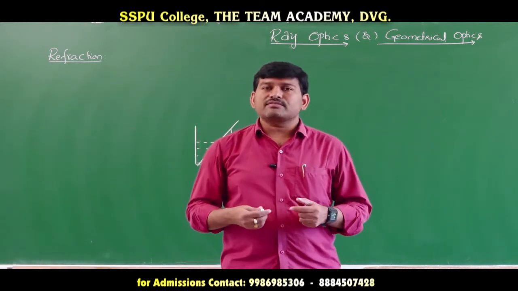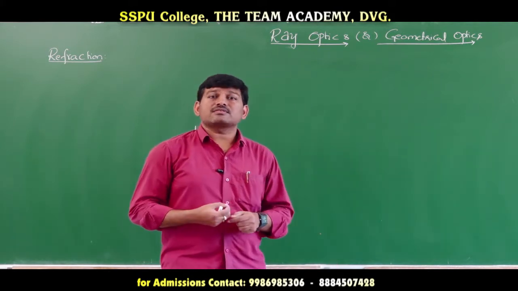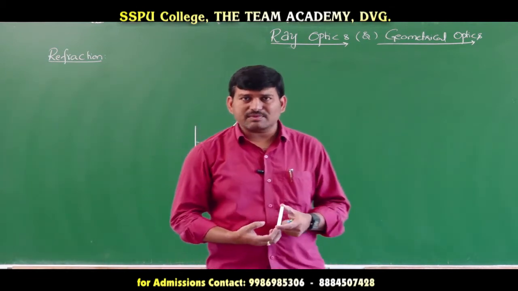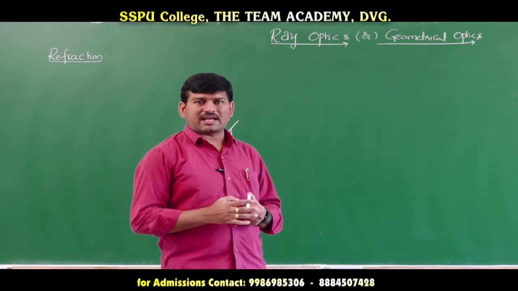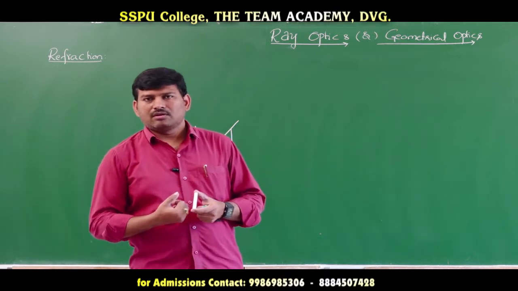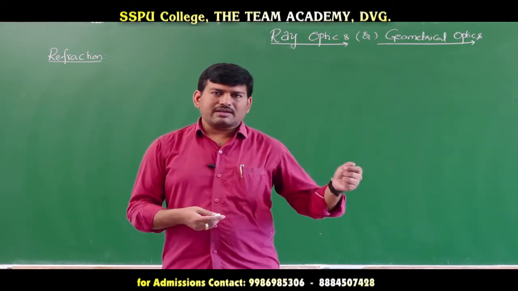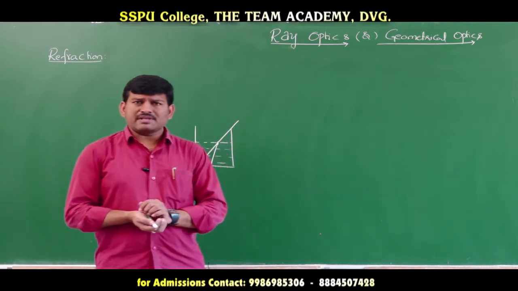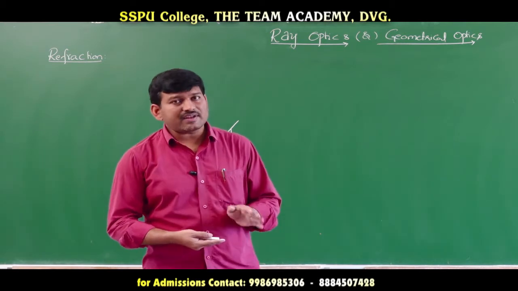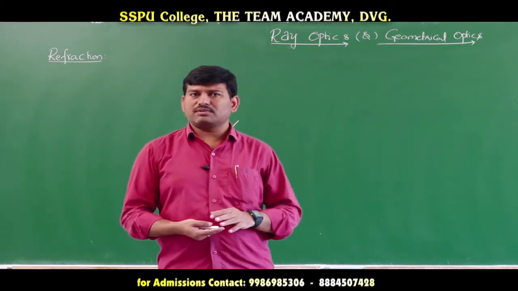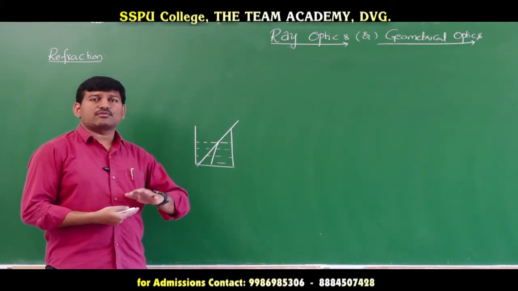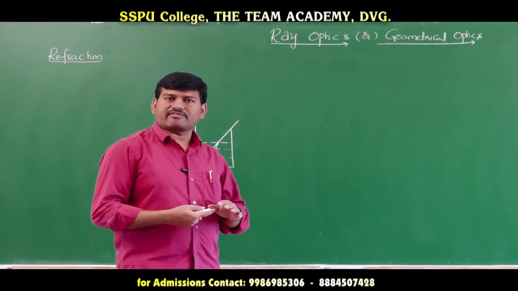The duration of the day will increase because of atmospheric refraction. By how much time will the duration of the day increase? At around 4 minutes, the duration of the day is increased because of atmospheric refraction. Why it increases, I will tell you in the coming classes. That means you can see the sun before the actual sunrise, and you can see the sun even after the sunset. How it is possible, we will discuss afterwards. So the duration of the day increases by about 4 minutes because of atmospheric refraction.